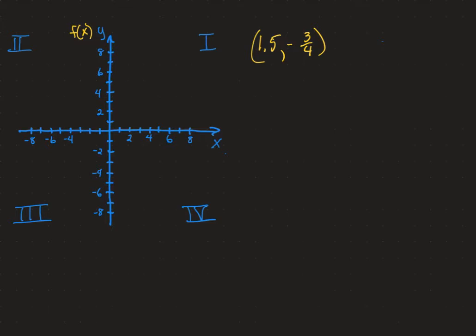A quick note here. Yes, you can have decimal values or fractional values for your x and y coordinates. This would be at 1.5 for our x and -3/4 for our y value. 1.5, -3/4 would be approximately there. We can also determine the distance between any 2 points.